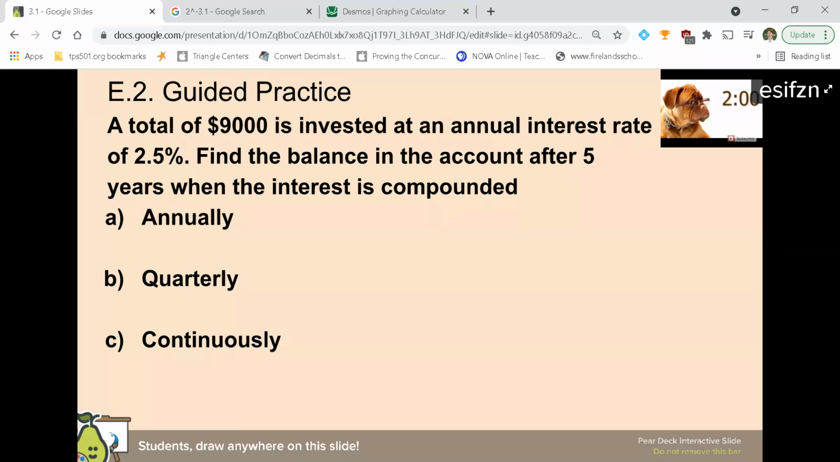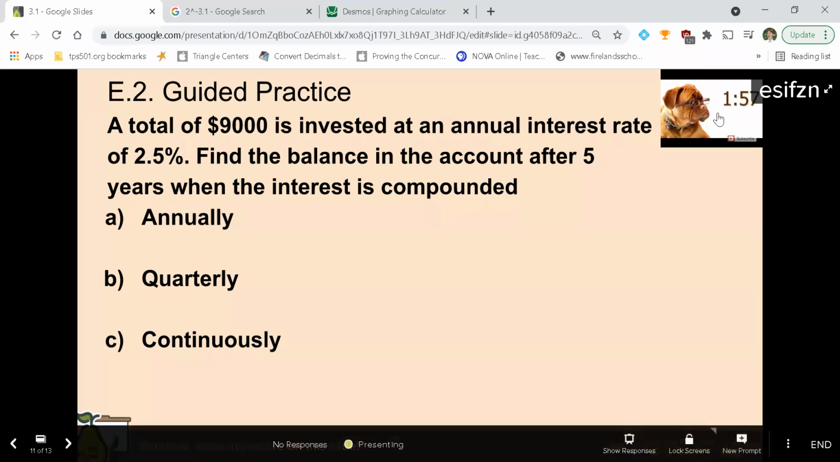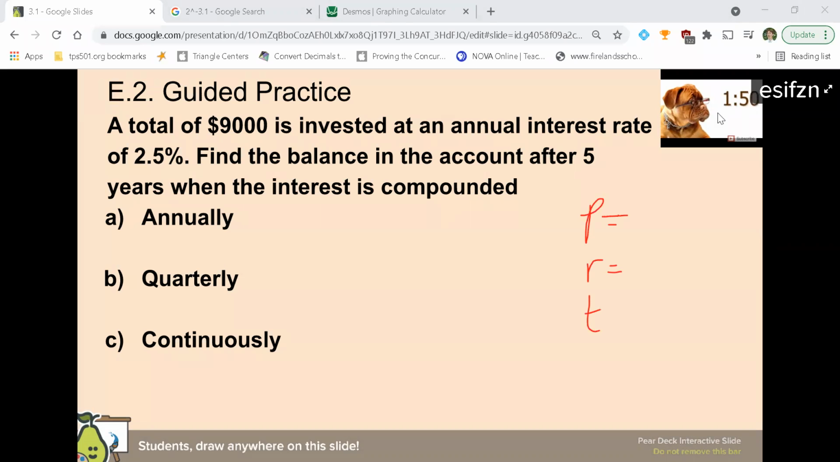All right, here's a hint. If you are stuck, first thing you need to tell me is what is P, what is R, and what is T. That is the same for A, B, and C. All have those in common. Then for A, you will need to tell me what's N. For B, what's N. And then for C, you don't have an N. There is no N value for C. For C, you have to use the other formula.